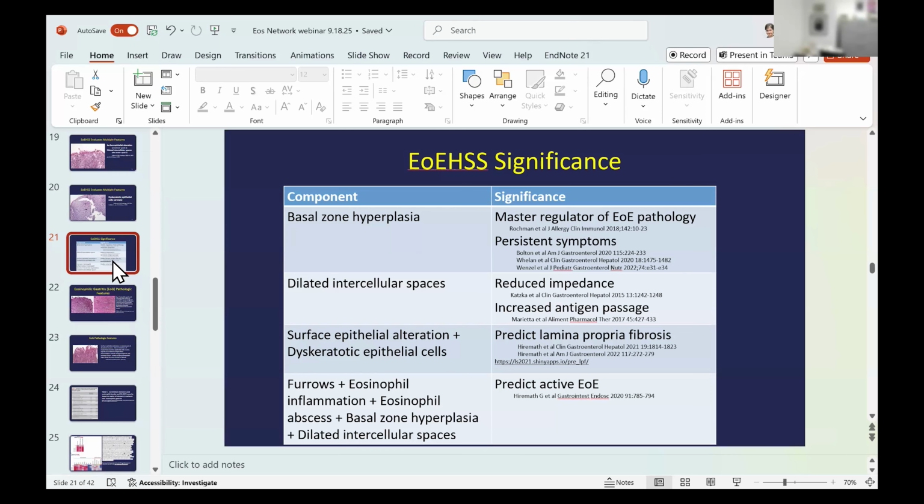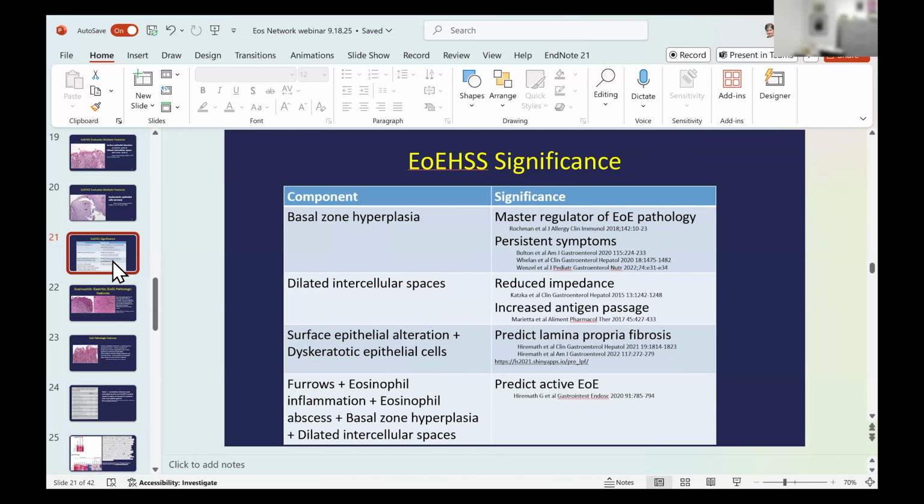The dilated intercellular spaces reduce the impedance across the epithelium and allow antigens to get into the epithelium of the esophagus. That's not good. And that too can be a cause for ongoing symptoms in patients who don't have eosinophils in the epithelium anymore. They are very persistent, dilated intercellular spaces.